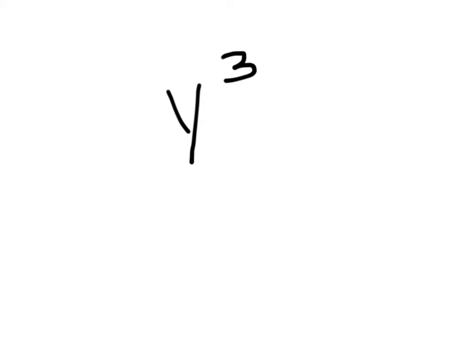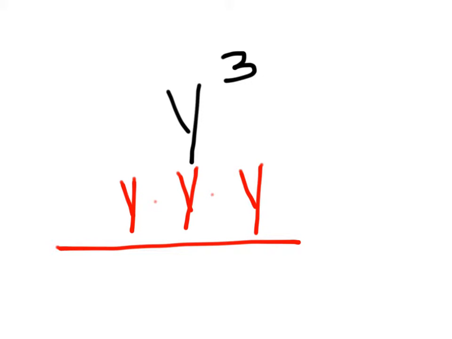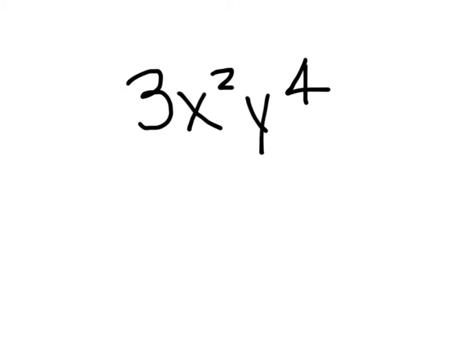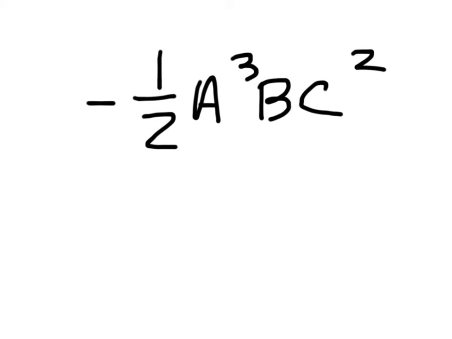Y to the third is a monomial. Yes, you could write that as 3 y's multiplied together, but it's still just one term. That's a monomial. 3x squared, y to the fourth. That's a monomial. 3 times x squared times y to the fourth. You have three different terms multiplied together to create just one term. Negative half a to the third bc squared. That is still a monomial because it is one term. Several different items multiplied together.